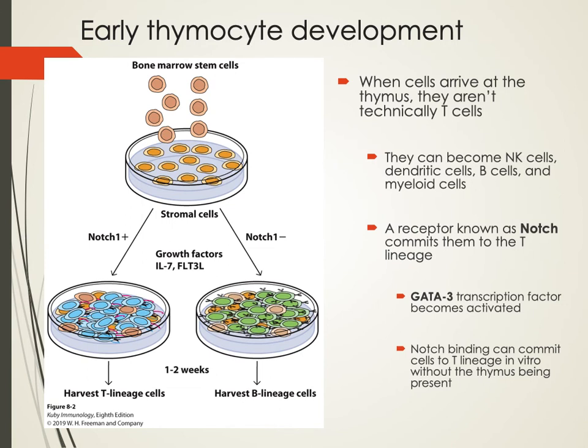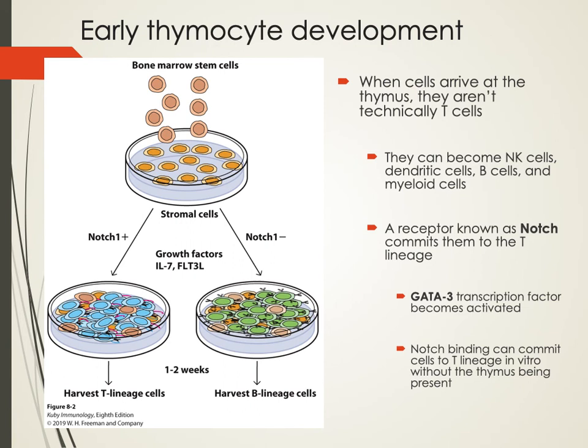And we do want to keep in mind that when the cells first arrive into the thymus, they're not technically T cells, so they haven't undergone that differentiation. They still have the potential to become natural killer cells, dendritic cells, B cells, and myeloid cells. That's actually really important because remember that these cells are going to undergo selection, and part of that selection means that we need to have presenters, right?